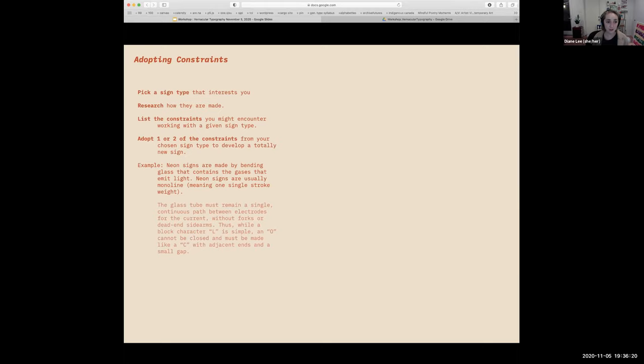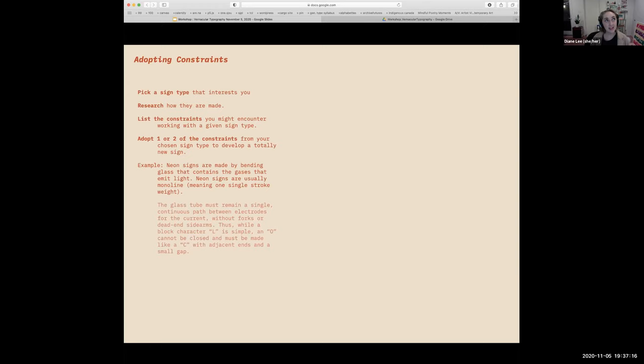And then make a list of all the constraints that you might encounter when working with a given sign type. And so an example of this could be that neon signs are made by bending glass that contains the gases. And there have to be electrodes at the beginning and end of each segment. And each segment has to be fairly simple. You could handle like an L bend or a subtle curve, but you couldn't do like a whole loop, like a complete O is impossible with a neon sign, I think. Although I have never made a neon sign before, so I could be wrong about this.